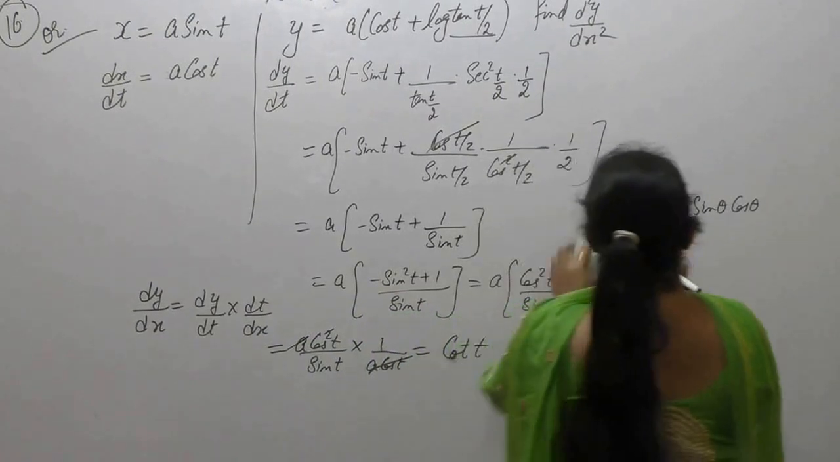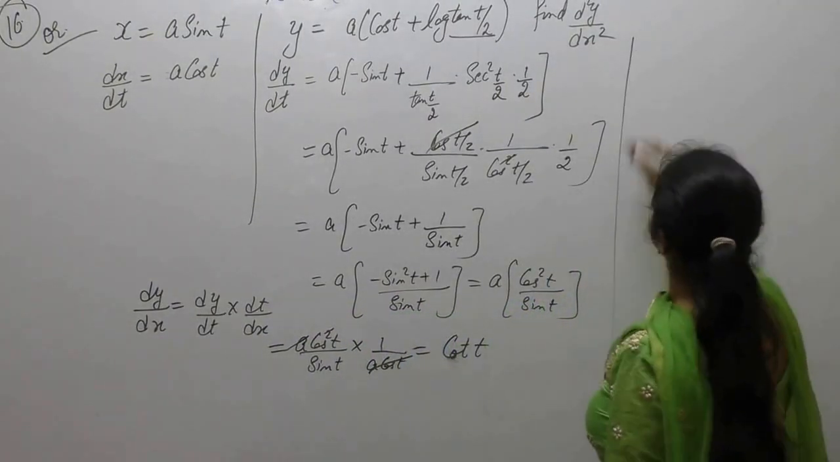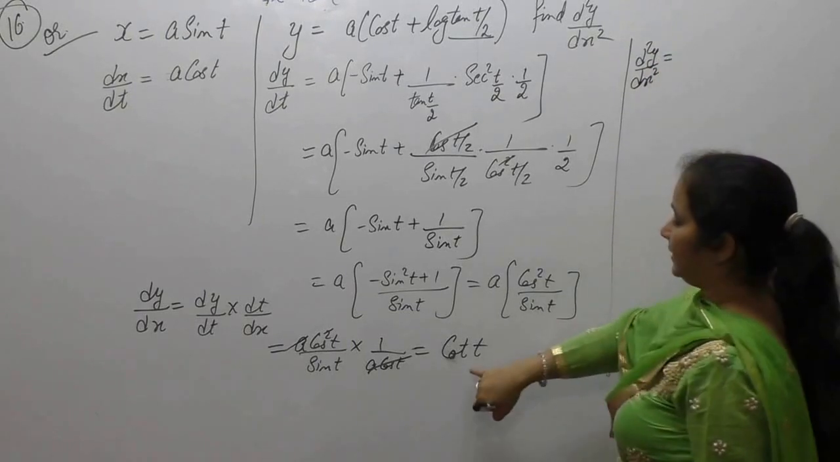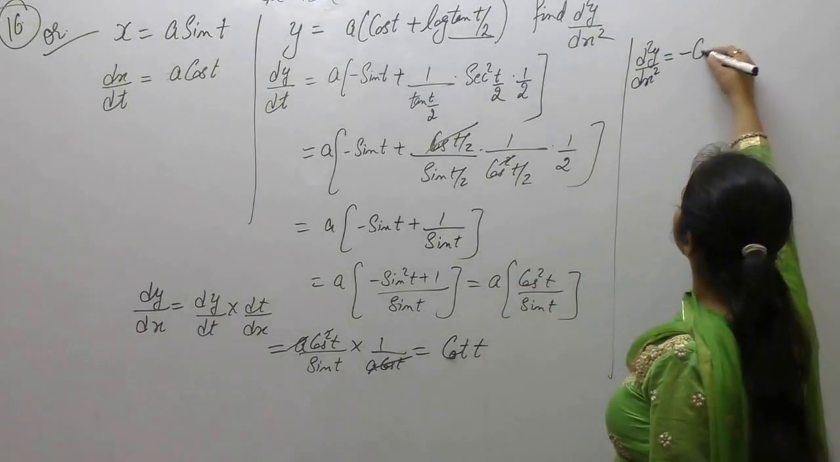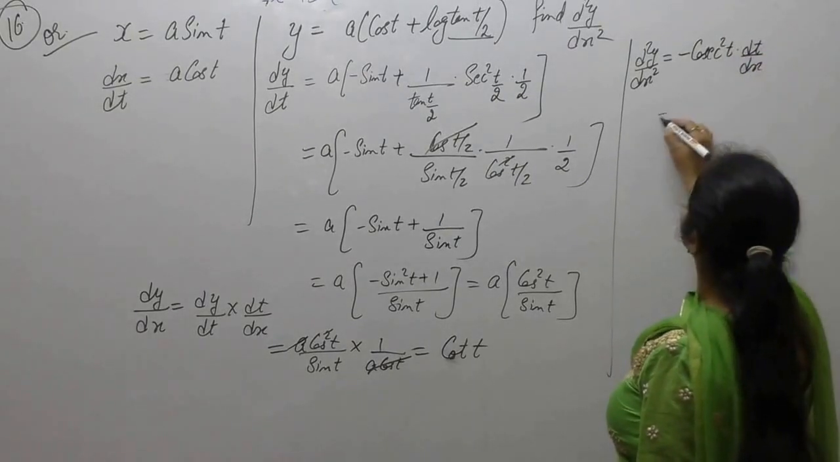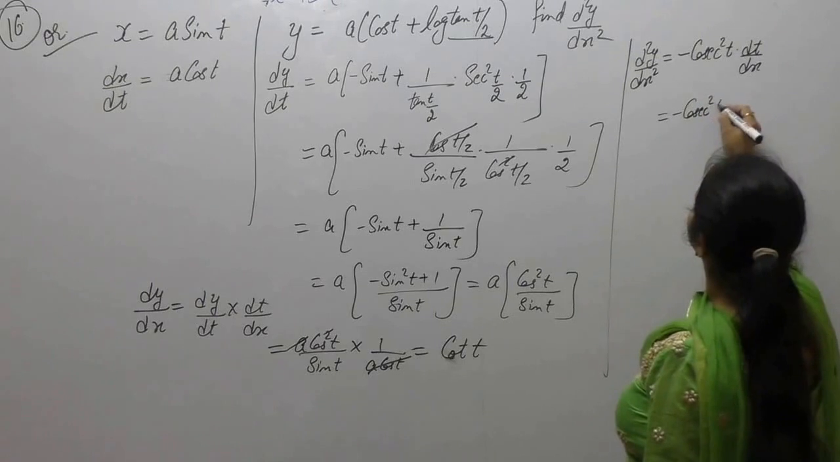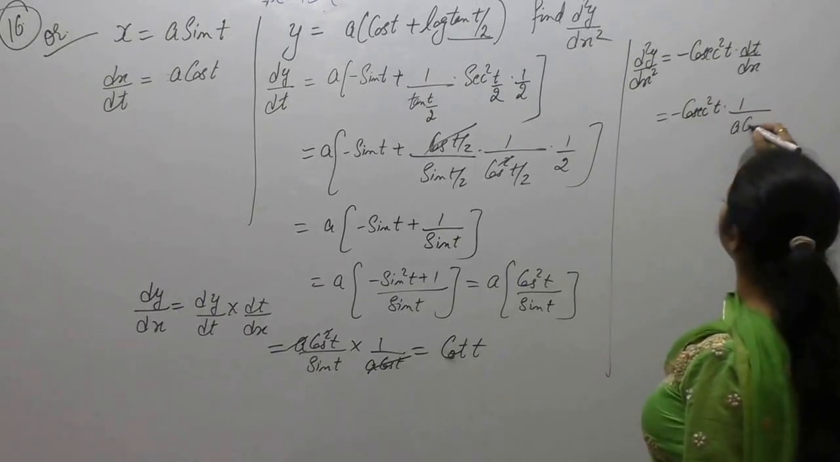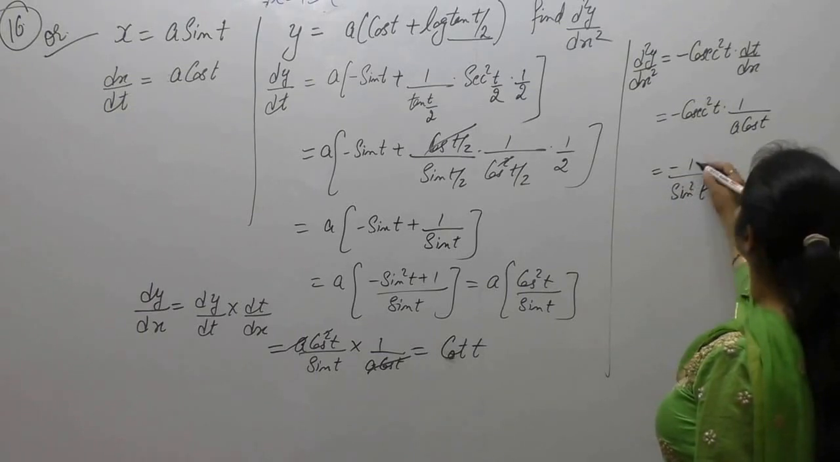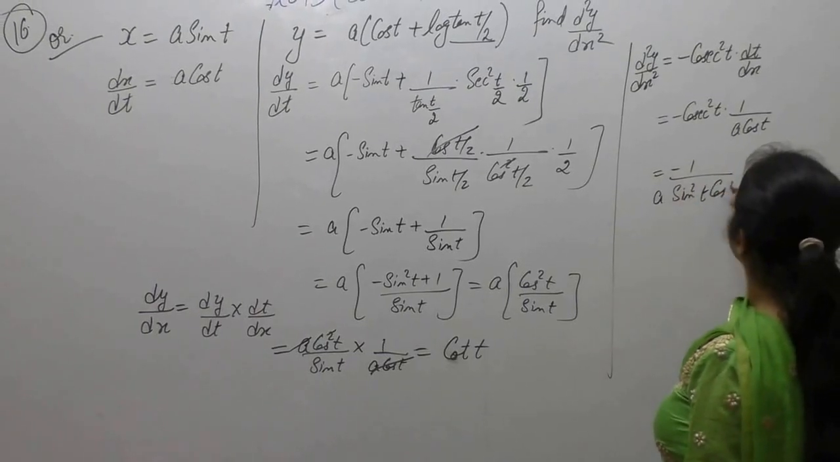D square y upon dx square. Derivative of cot is minus cosec square t. Derivative of t is dt upon dx. So minus cosec square t 1 upon dx by dt. Cosec is 1 upon sin square. So a cos t.